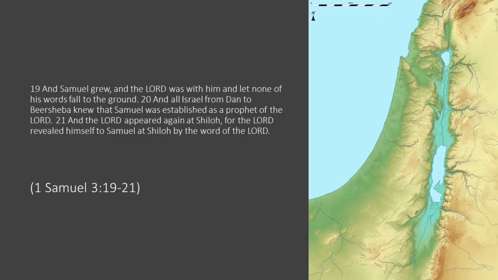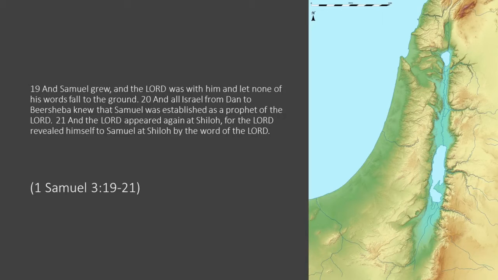Verse 20, and all Israel, from Dan to Beersheba, knew that Samuel was established as a prophet of the Lord. This is one of those places in Scripture where it gives us the geographical boundaries of the Promised Land, Dan being that farthest city to the north, and we've been there. Beersheba, the farthest city to the south in the Negev, and we drove past there as well. And so we know the limits of the land, and that's what he's saying. All Israel from Dan to Beersheba. So he's talking about all 12 tribes, the entire length and breadth of the Promised Land, knew that Samuel was established as a prophet of the Lord.